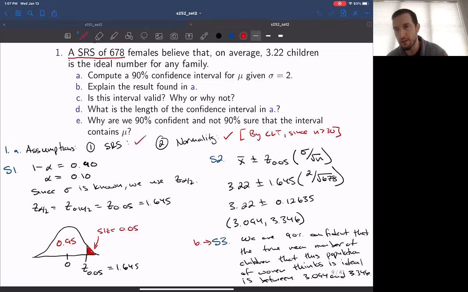Now, in a very strict interpretation, we can just use our general explanation of a confidence interval, which would be: we are 90% confident that the true mean number of children that this population of women thinks is ideal is between 3.09 and 3.346. So that's our strict interpretation of the interval. But if we wanted to explain the result to someone, it would be difficult because the interval implies that more than 3 children is the ideal number on average, but it doesn't contain 4, which would be the next logical number above 3.